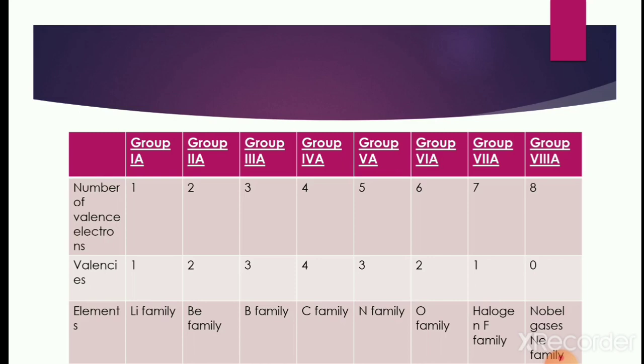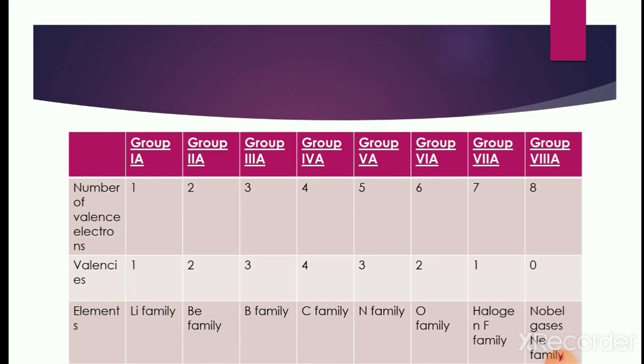Now, let us study which elements come under a particular group. Group 1, famously called the lithium family, consists of hydrogen, lithium, sodium, potassium, rubidium, cesium, francium. Group 2, famously called the beryllium family, consists of beryllium, magnesium, calcium, strontium, barium, radon. Group 3, famously called the boron family, consists of boron, aluminum, gallium, indium, thallium.